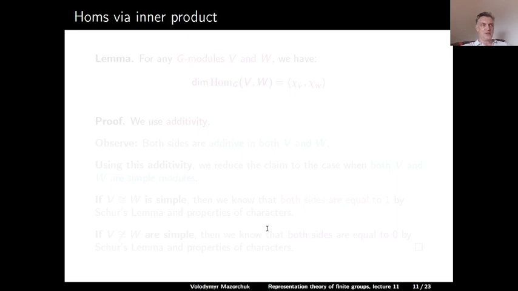In a moment, we will formulate Frobenius reciprocity as a corollary of this adjunction theorem. But in order to do this, we will need the following lemma. For any G modules V and W, the dimension of the space of G homomorphisms from V to W is equal to the inner product between the character of V and the character of W.